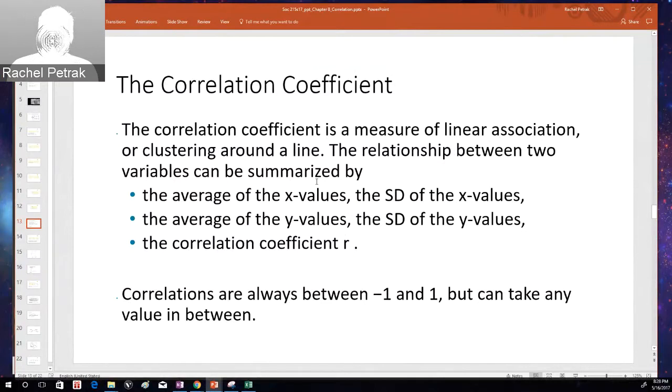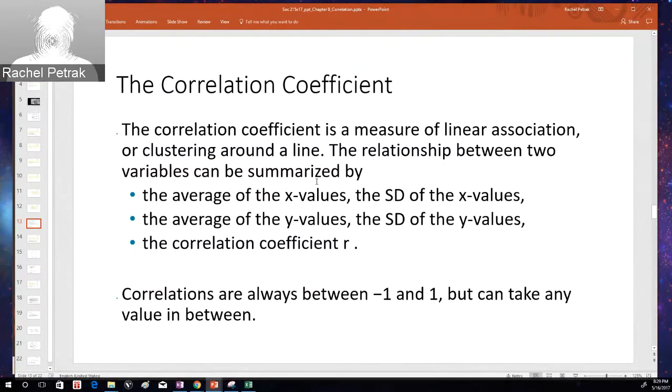We saw that in the graphs we just looked at. And the relationship between the two variables can be summarized by taking the average of the x values by these 5 terms. We've got the average of the x and y variables and the standard deviation of the x and y values. And finally, the correlation coefficient, which we will use to give us an idea again about our strength and direction.